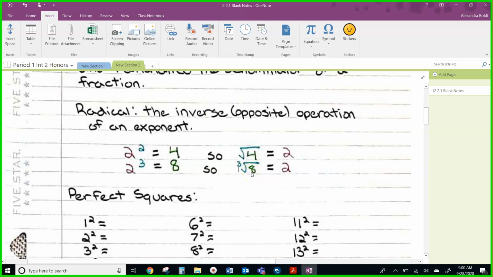Okay, so they are undoing it, right? The cube makes it go to 8. The cube root takes it back to 2. The squared makes it go to 4. The square root makes it go back to 2. So again, radicals are like undoing your exponent.